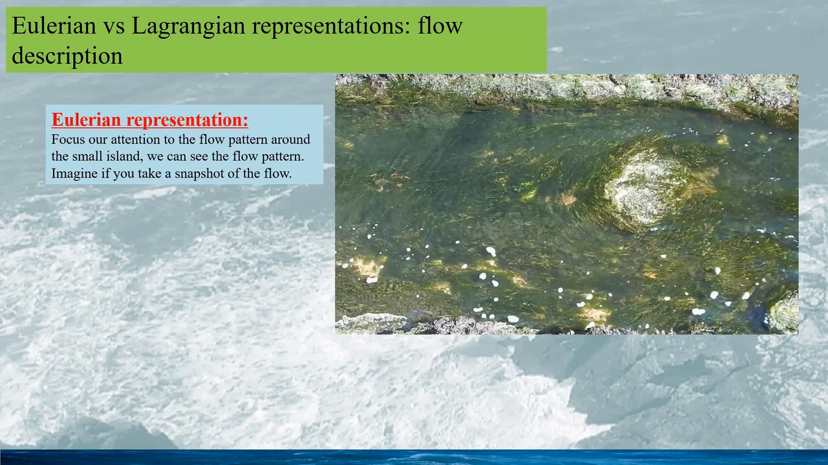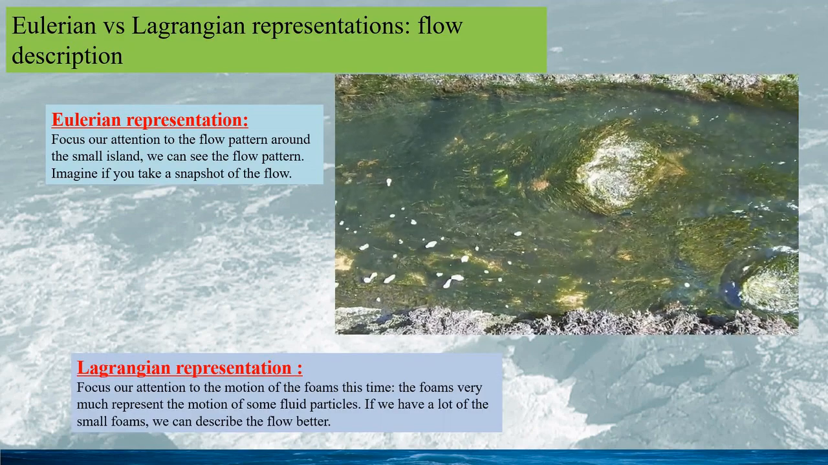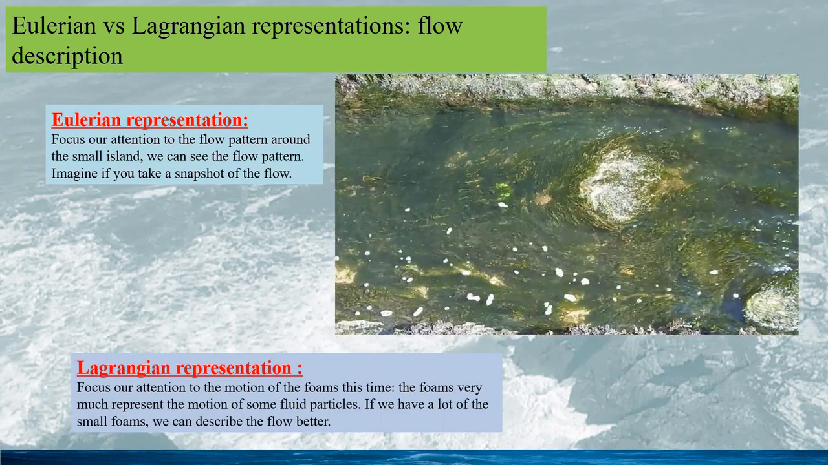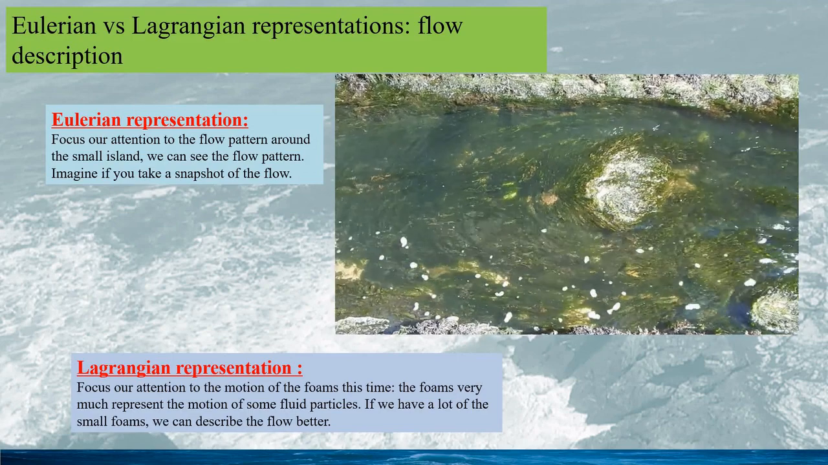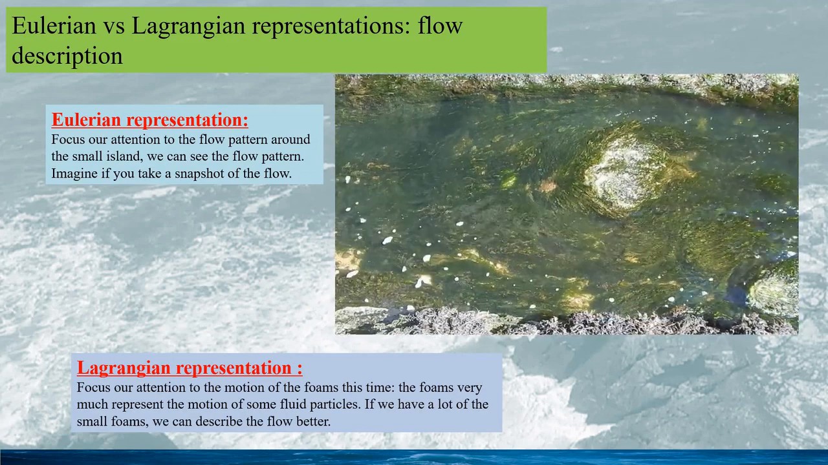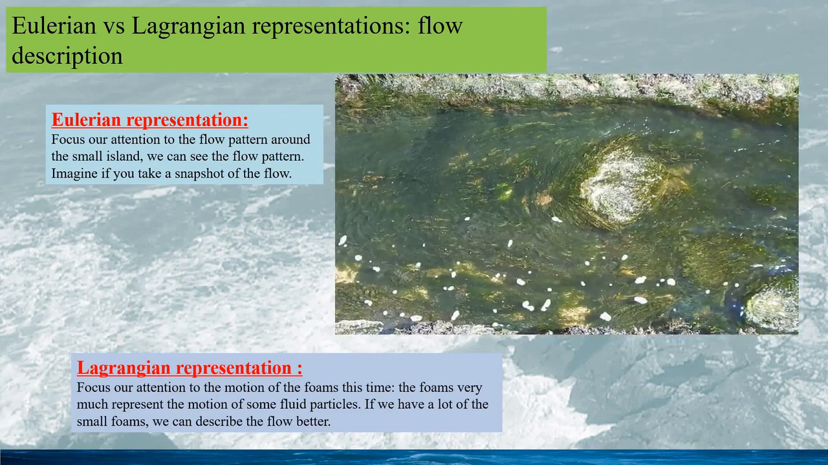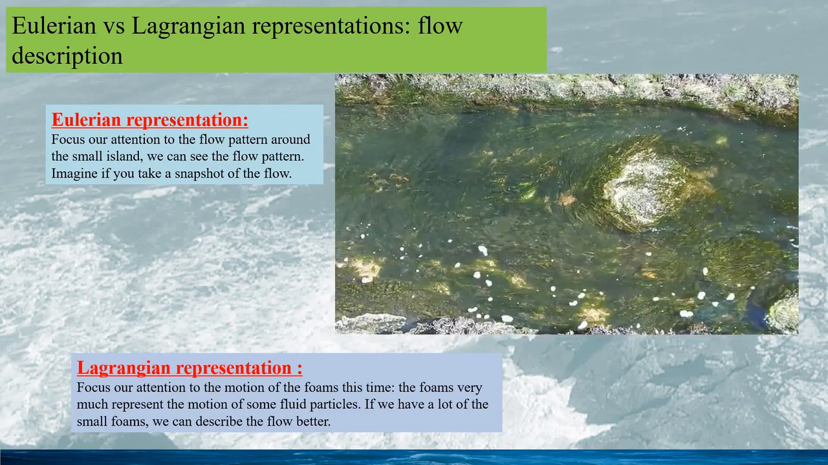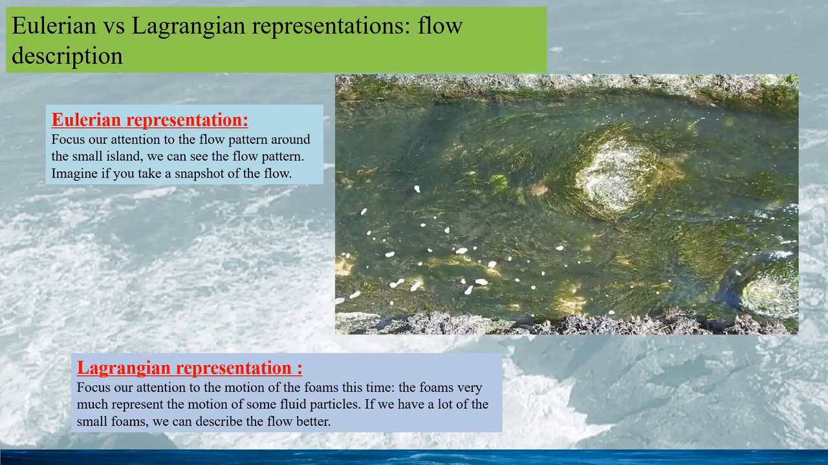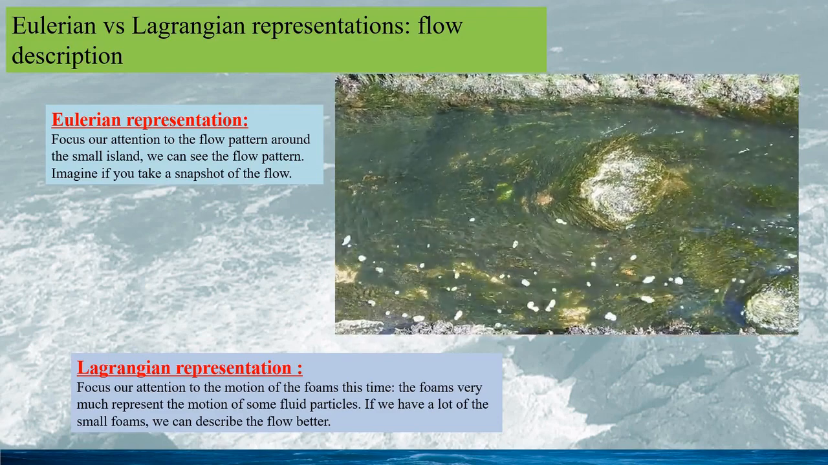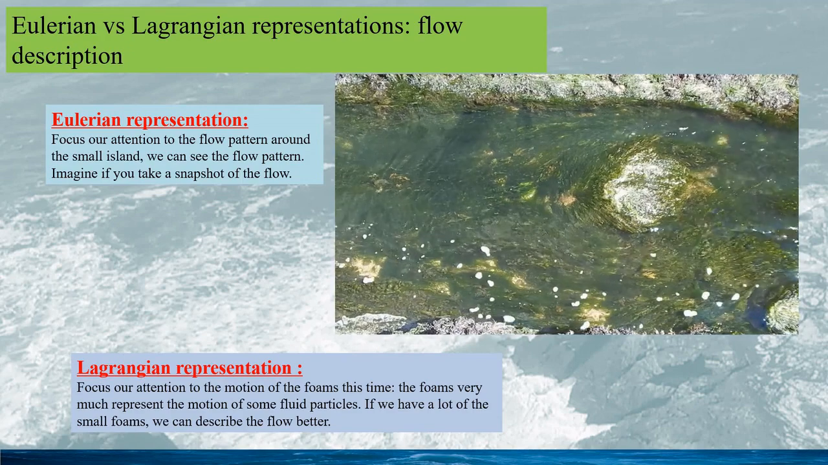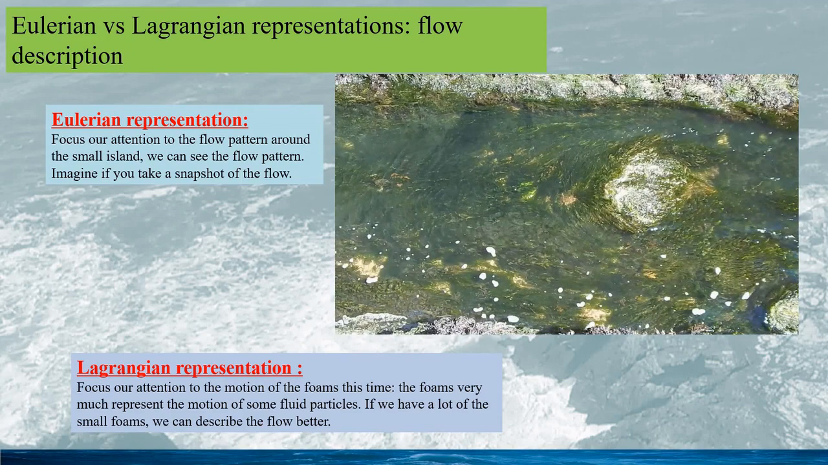the Eulerian representation describes. In the Lagrangian representation, we can focus our attention to the foams on the flow surface. These foams follow the flow particles and move from upstream to downstream. We can see the different velocity of the fluid particles along the trajectories. If we have a lot of such foams, we can see the flow better.